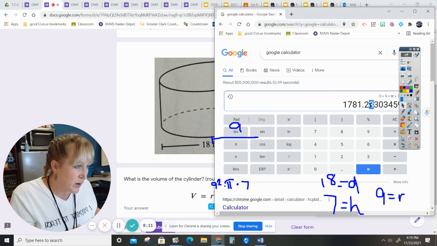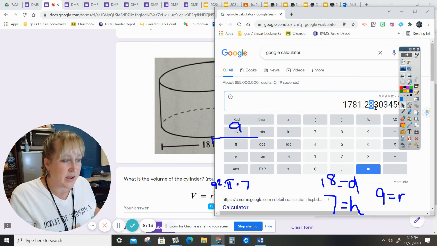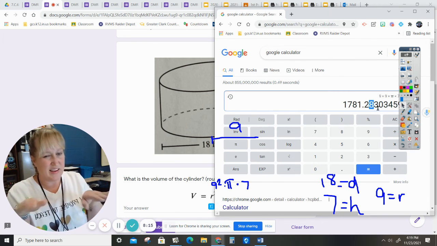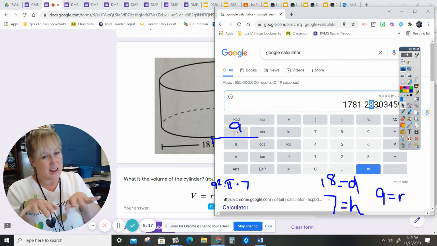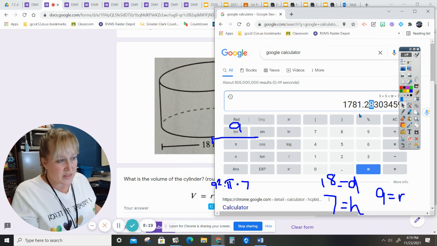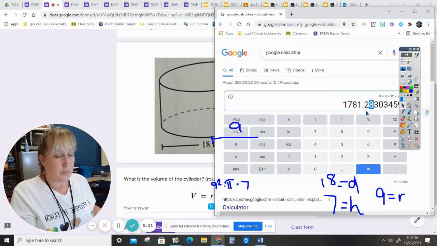Again, we're going to round to the tens place. So I look at that 8. That 3 next door says stay there. That's closer to 8 than it is to 9. So it's 1,781.28.